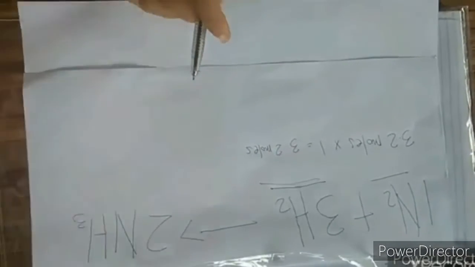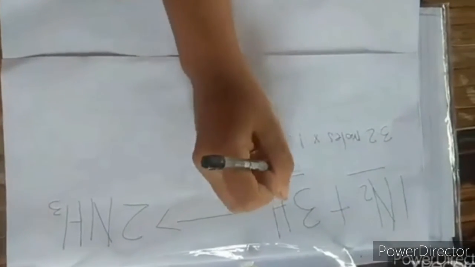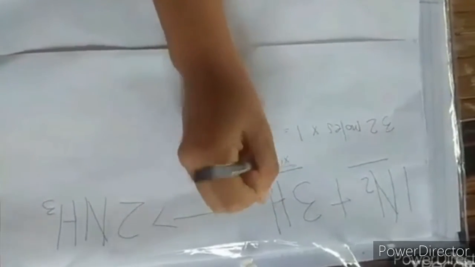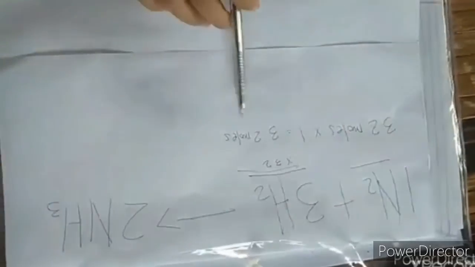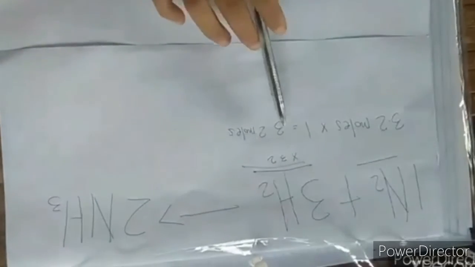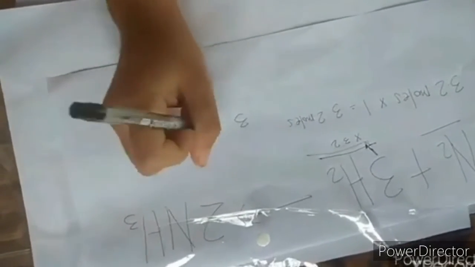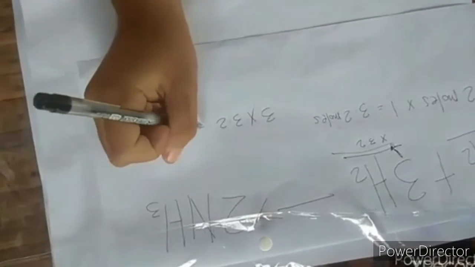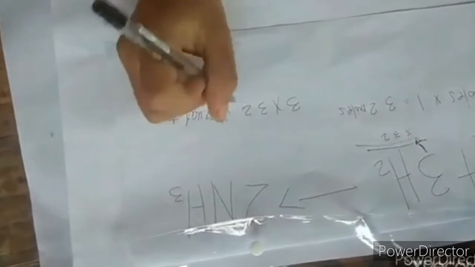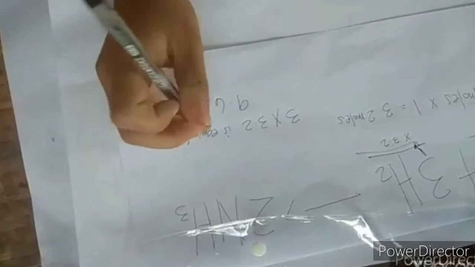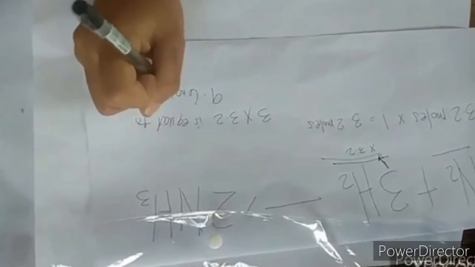Then next, we're going to multiply H2 by 3.2. Since the coefficient of H2 is 3, here it is. 3 times 3.2 is equal to 9.6 moles of H2. So this is how much we need to use all of N2.